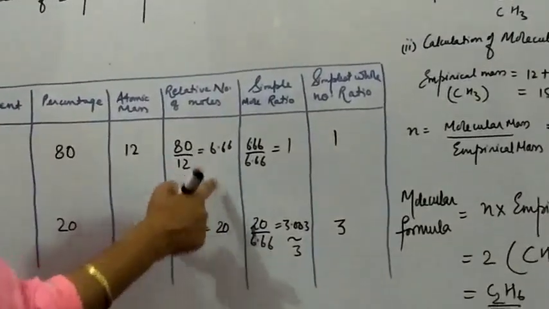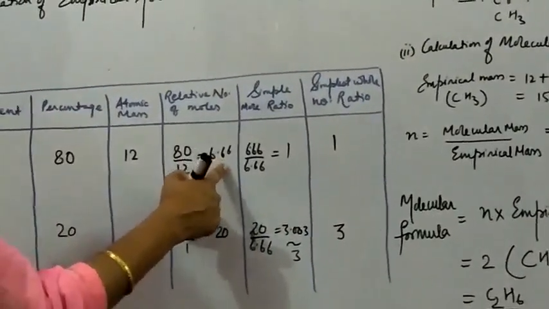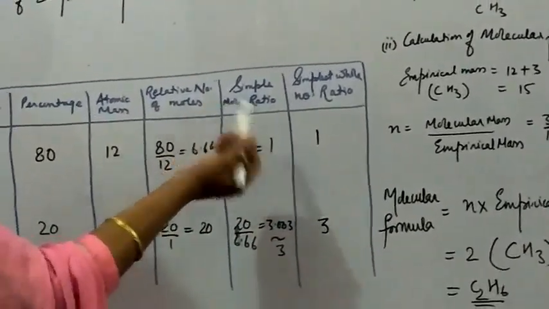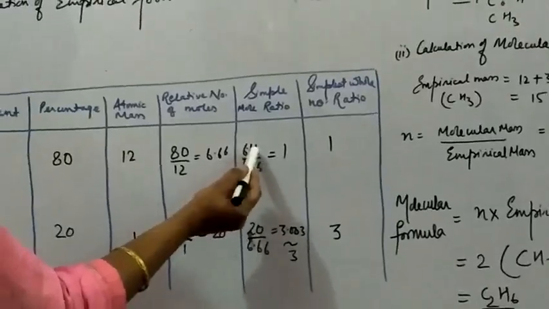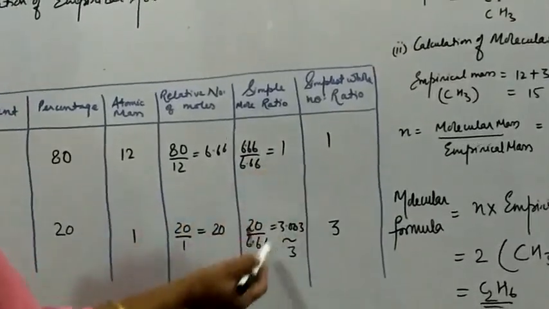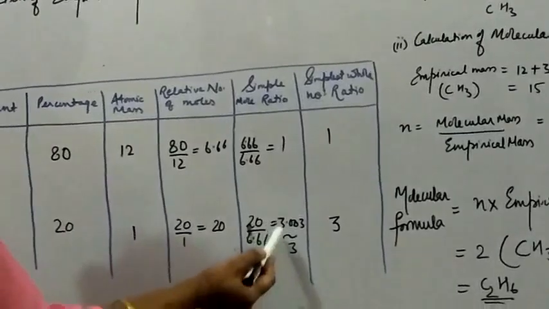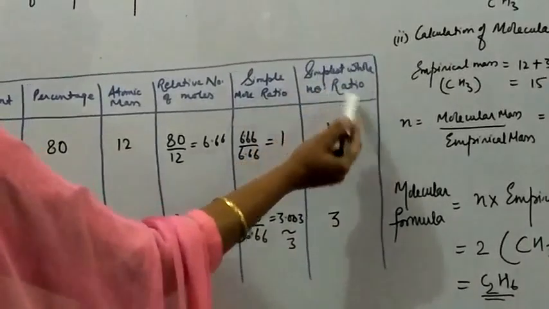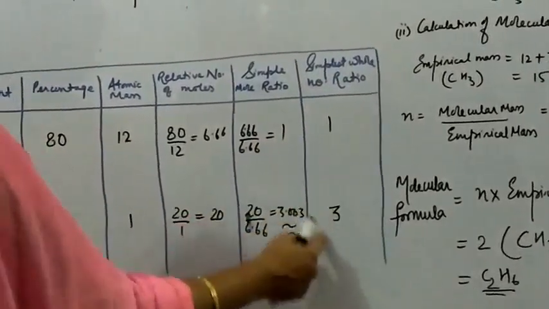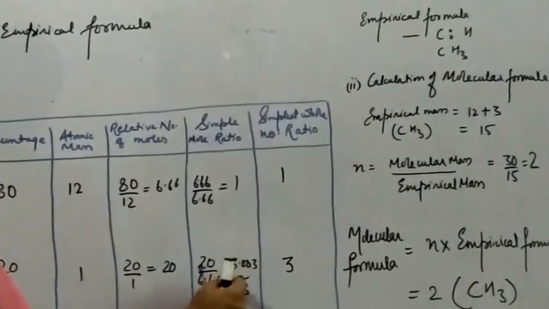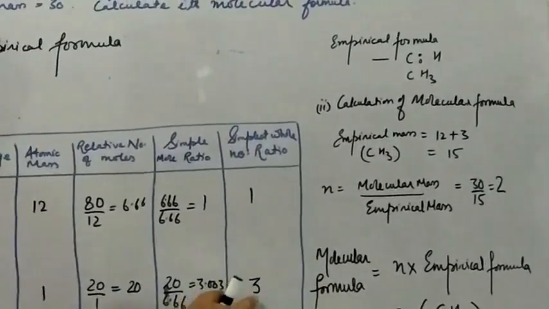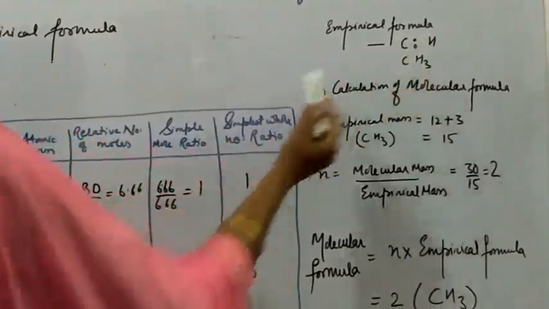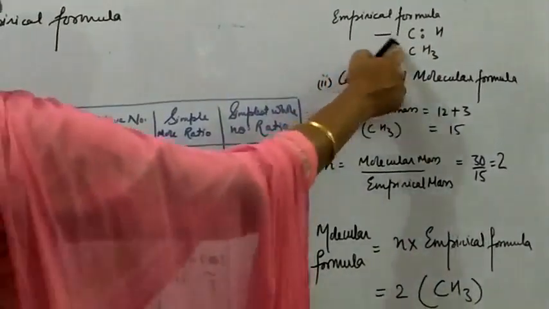Now just see which number of moles is the lowest one here. It's 6.66. We divide the moles by 6.66 to get the simple mole ratio. So 6.66 divided by 6.66 will get 1. And here 20 divided by 6.66 we are getting 3.003. Right? Now what is the simplest whole number ratio here? It is 1, and this is 3 here, because 3.003 can be rounded up to 3. So what is the empirical formula? That is simple ratio C:H. It is coming 1:3. So it is CH3.